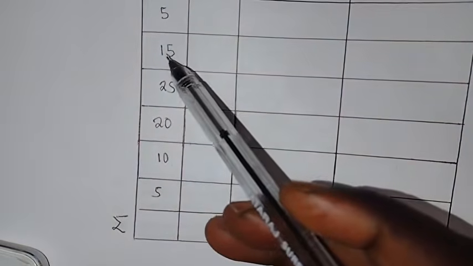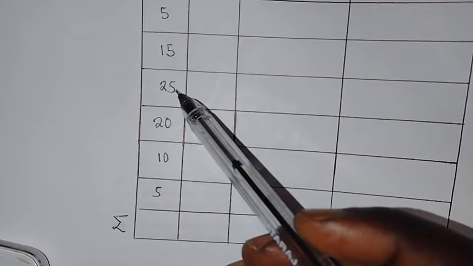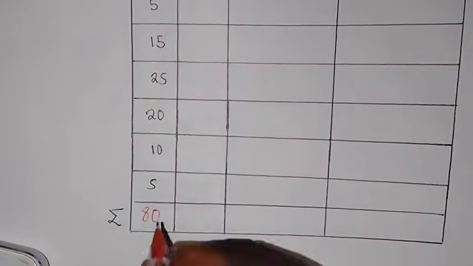So you add 5 plus 15. This is a 20. 20 plus 25, this will give you a 45. 45 plus 20, 65. 65 plus 10, 75. 75 plus 5, so give us what? 80. So here on the summation of f, we are going to have 80. Remember, this is the summation of f.